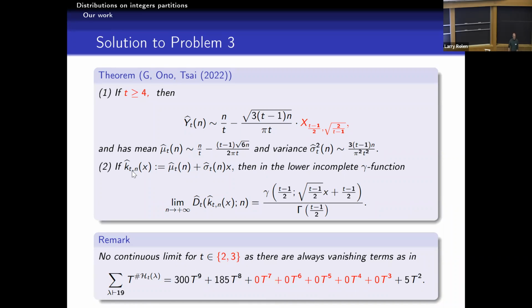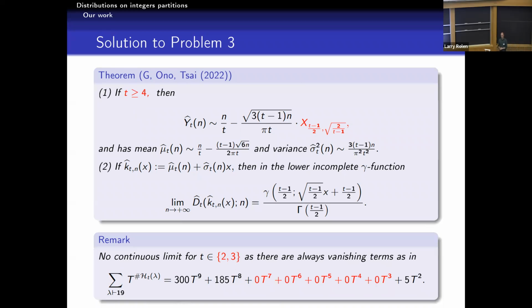Okay. And once again, if you take k and set it equal to the mean plus x times the variance, so again, pick the mean and then we're looking at our shift either side of the variance, then our cumulative distribution becomes this normalized lower incomplete gamma function. Okay, so that's the distribution that we see on these t hooks. Now we have to have t greater than or equal to 4.